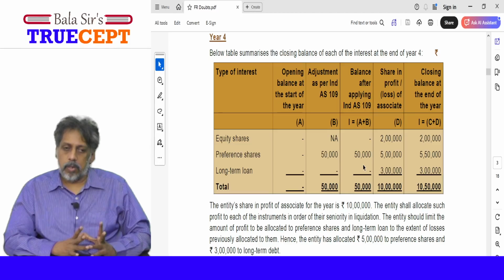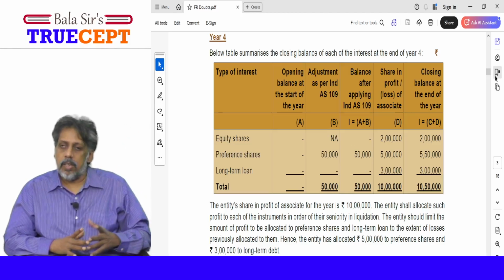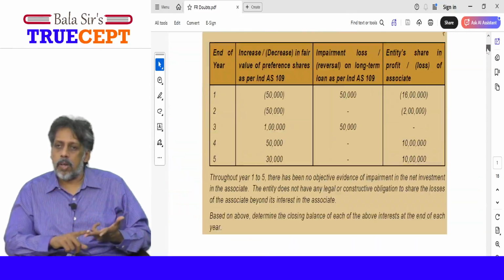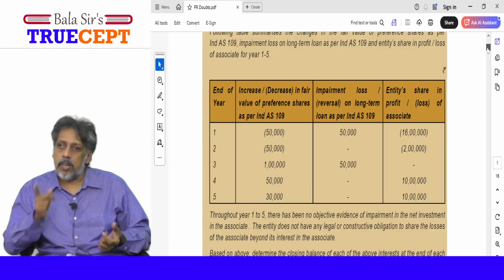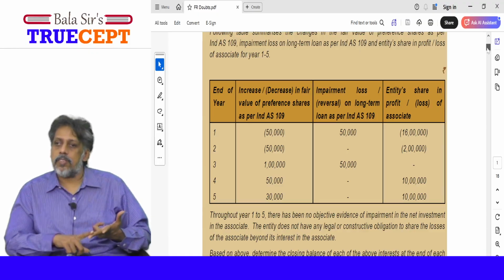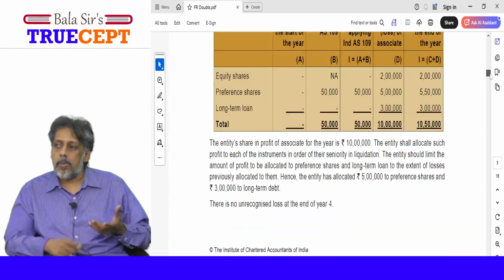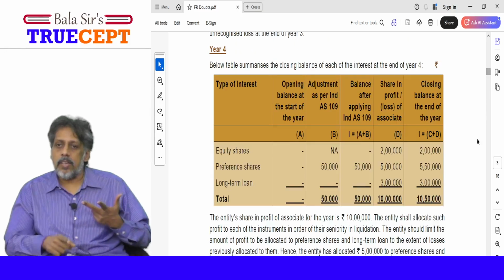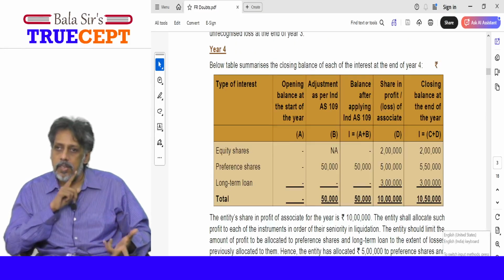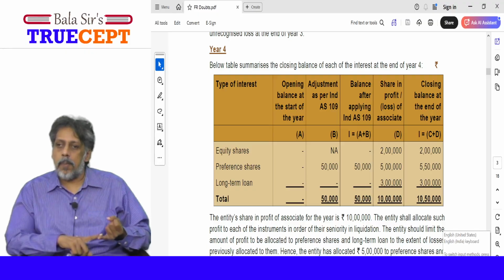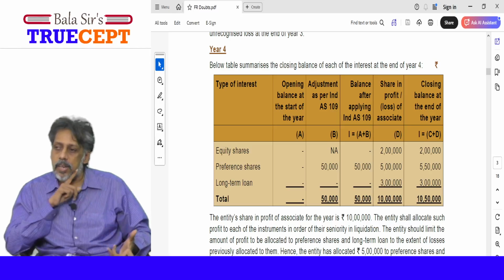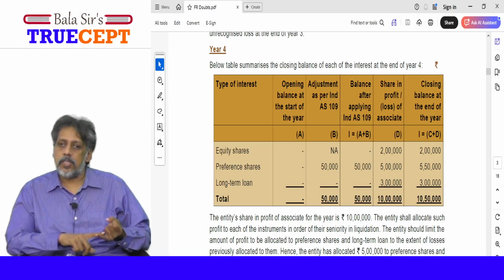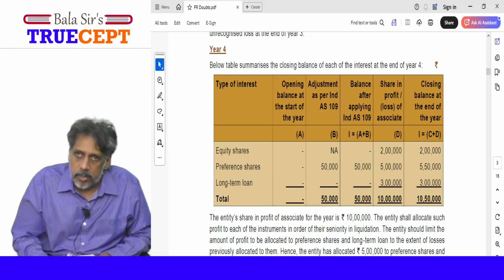Wait, I'll tell you. Go to year 4, go to the question. Now, what is the year 4 share of profits? 10 lakh. The 10 lakh profit should first be used to reverse the loan amount, and then preference shares, and then the equity investment. The reason is, in case a company goes into liquidation, who gets paid first? Reverse order. That is the lenders, and then the preference shareholders, and then the equity shareholders, right?